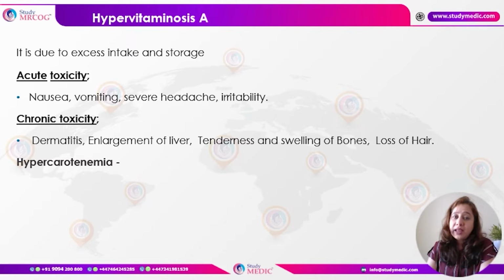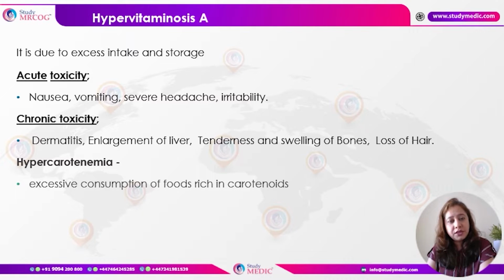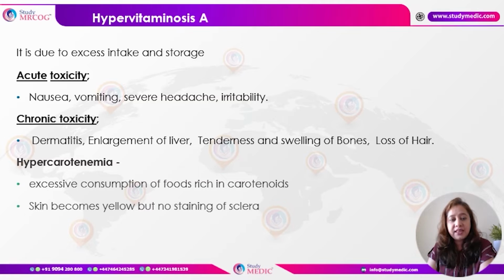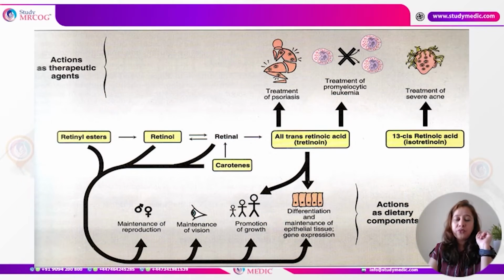What is hypercarotenemia? If the person has excessively consumed green leafy foods, which are rich in carotenoids, they can present with yellowish coloration. We should be careful that it is only the skin which is getting discolored, not the sclera. So this is about hypercarotenemia, excess consumption of vitamin A.